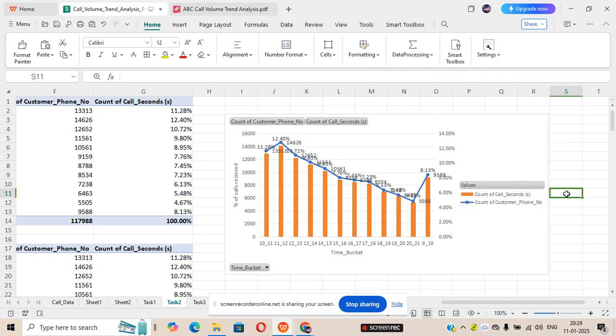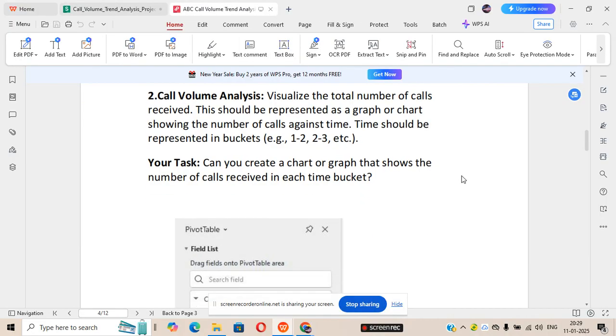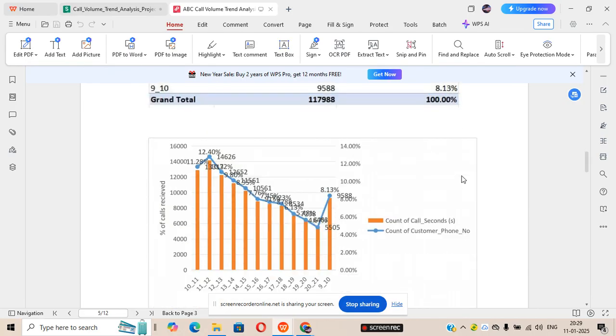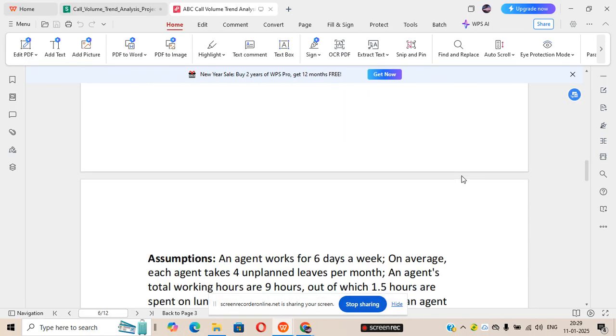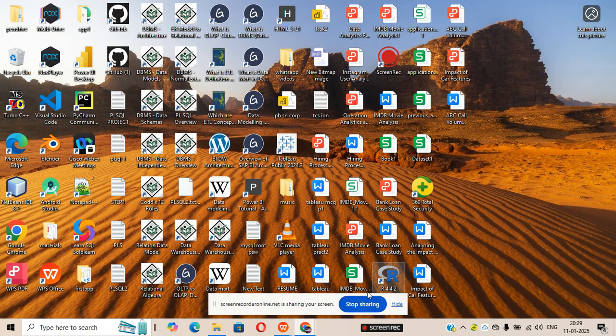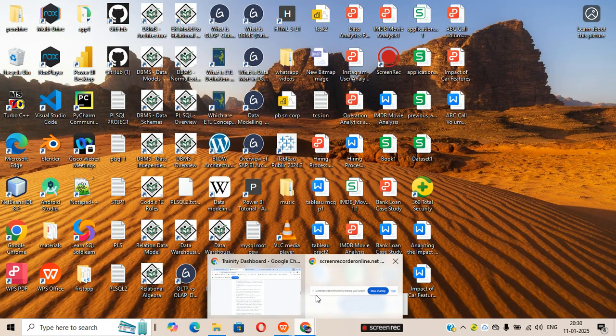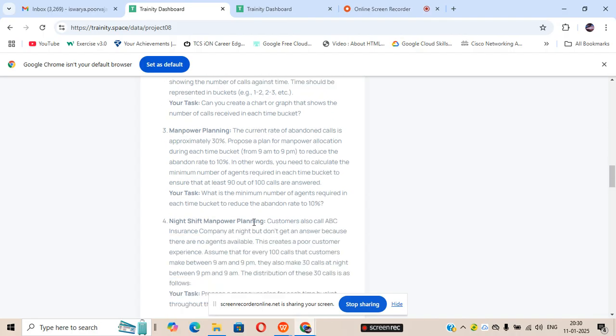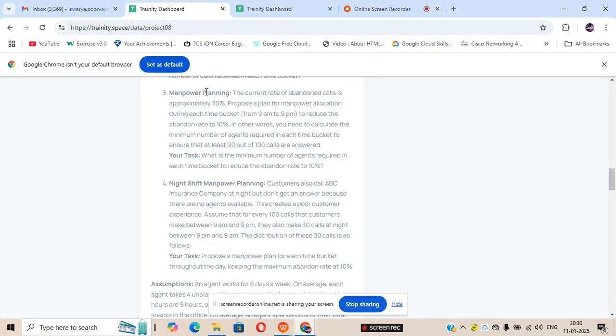This is the second task I have done and pasted the screenshot for reference. Here are table screenshots and pivot chart screenshot also. After that, moving to task 3, which is manpower planning.